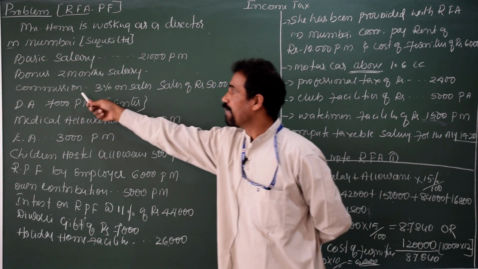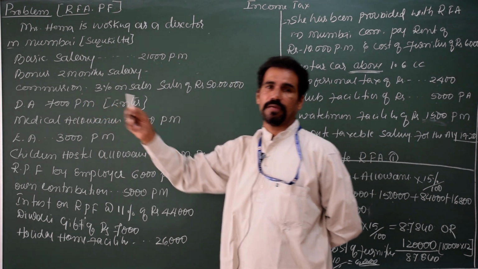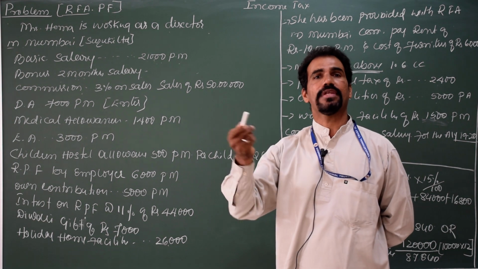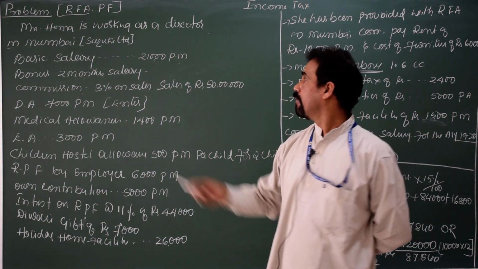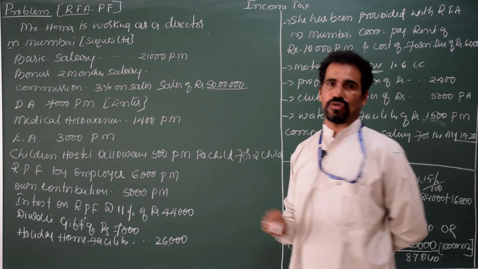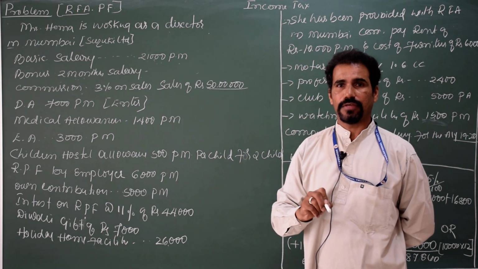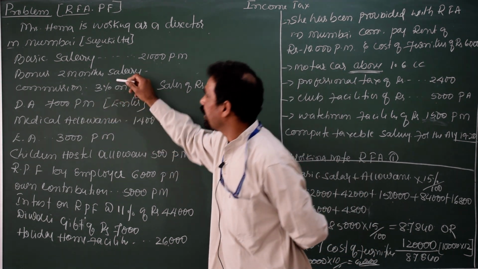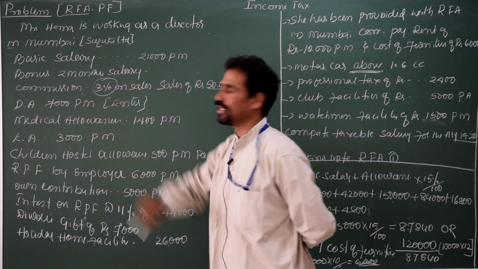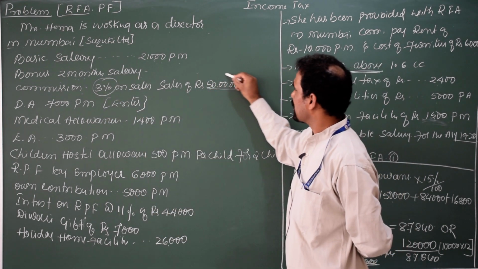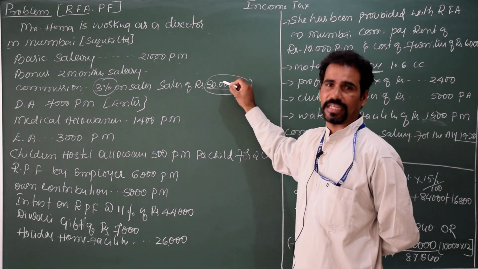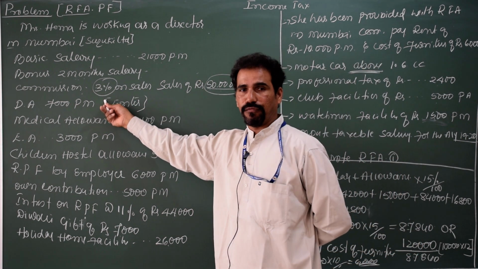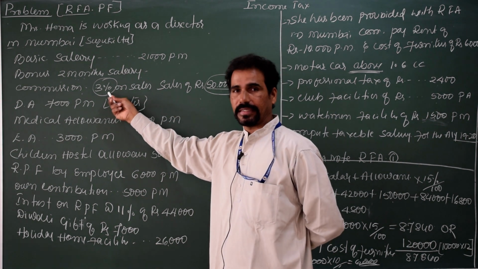Next, commission. Commission is also sometimes given as an amount or as some percentage. When it is given as a percentage, the total sales is also given, and out of the sales we calculate the percentage. What is our commission part? It is 3%. What is our total sales? It is our sales target, so 50 lakh into 3% should be calculated.